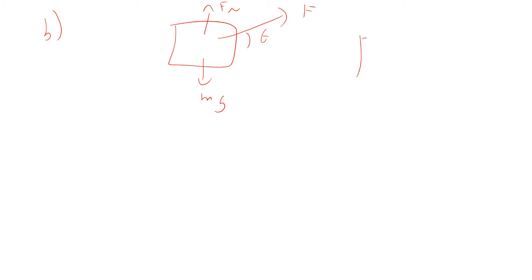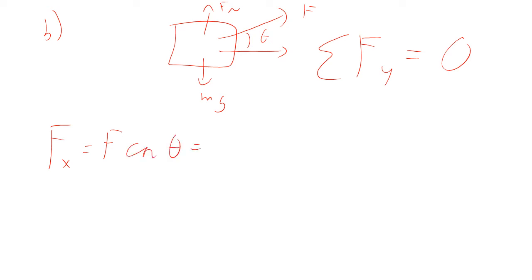The second part of the problem was, what's the acceleration? Now we know we've got the normal force, we've got the F, angle, and mg. All the up forces balance all the down forces, so the total force in y is going to be 0. So all we need to do is find the x component of the force. The x component of the force is going to be F cosine theta.